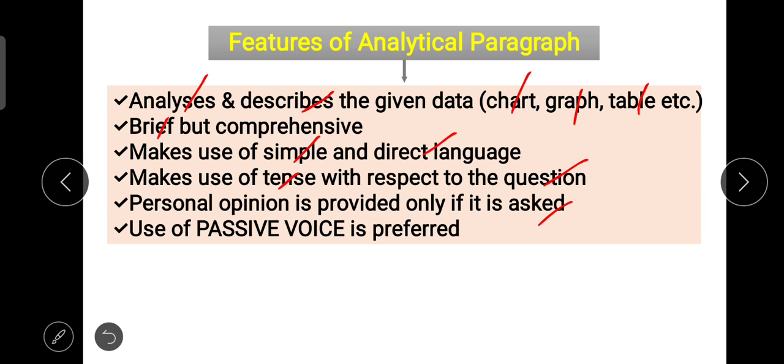We won't give our personal opinion while concluding the paragraph. But yes, in case the question demands us to give our own personal opinion regarding the given data, in that case only we can give our opinion. Next is prefer the use of passive voice. As I told, analytical paragraph is an objective form of writing. So try to use passive form of language more and more.